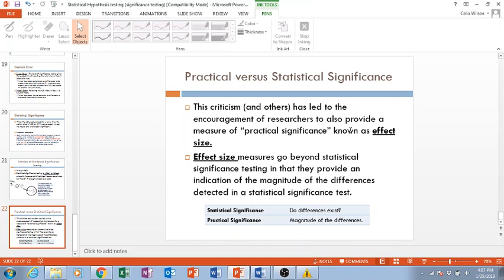Because of that criticism, we have started to talk about things like effect size, which is more of the practical significance. So if you want to think about it this way, statistical significance says, do differences exist? So is the homeschool mean different from the public school mean? Well, our answer to that was yes. Based on Dr. Meyer's sample, we said yes, there are differences. The practical significance, or the effect size, will tell us the magnitude of those differences. So we're definitely going to bring in effect size as another piece to the puzzle.